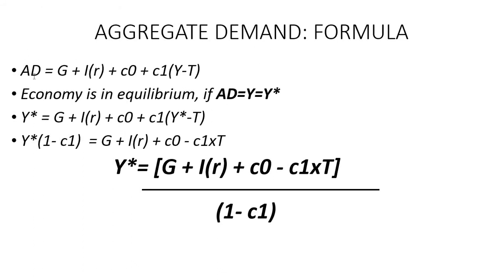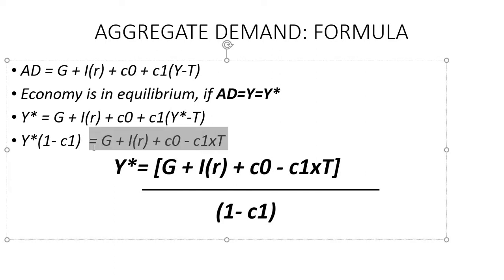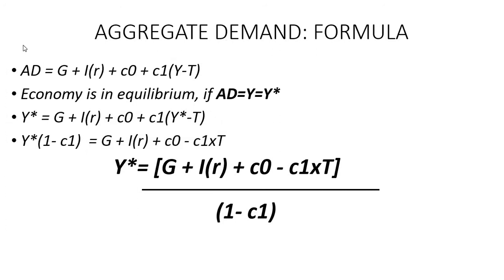So keeping this in mind, looking at the aggregate demand function formula, you can replace both aggregate demand and the income component with Y star. And when you do so, you can rearrange this equation to get something like this. So Y star times (1 minus C1) is equal to government spending plus investment plus autonomous consumption minus C1 times taxes. So this part is called autonomous demand. You know, some level of demand which does not depend on the level of income.